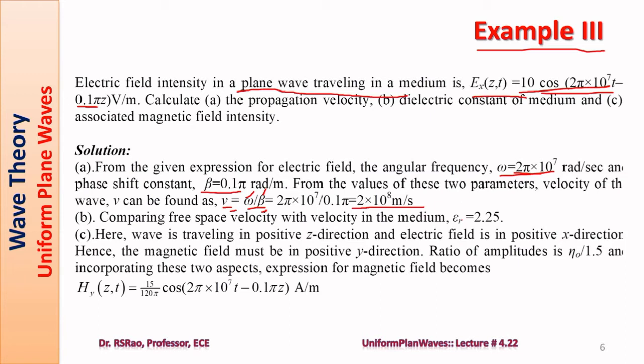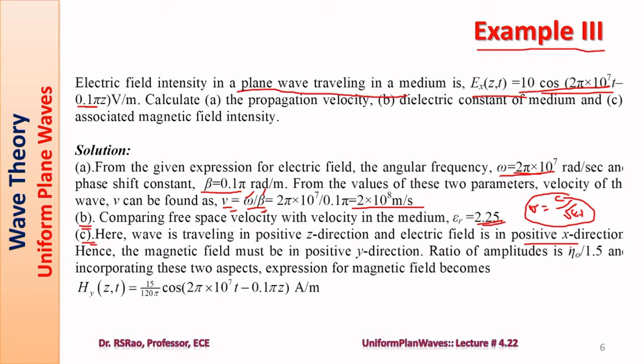Its dielectric constant, B, is required to be found. How? The velocity of the wave V is C, the velocity of the wave in free space, over square root of epsilon r. Solving this relation, one can find very easily epsilon r equal to 2.25. Now see, here the wave is traveling in the positive z direction and the electric field is in the positive x direction. The magnetic field then must be in the positive y direction.